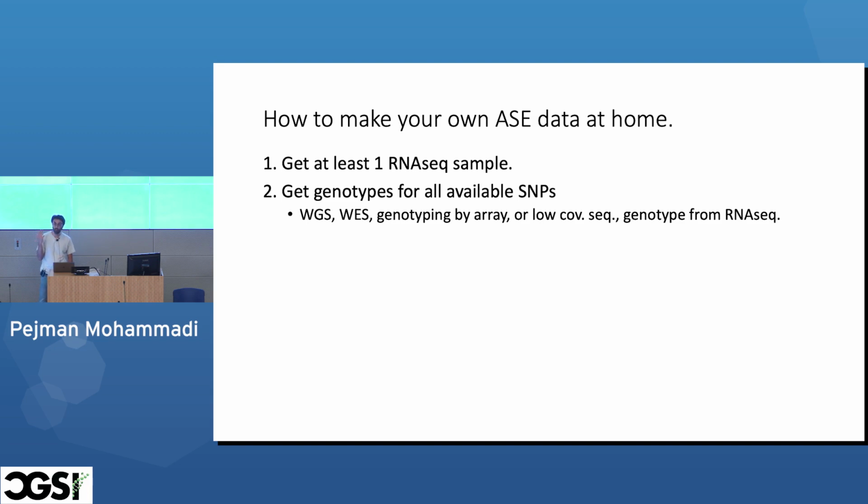Whole exome sequencing data would be pretty much as good as whole genome sequencing, because really for doing the ASC part, all you need is coding genes, coding SNPs. Now, you could do genotyping by array, but it will have downstream problems, I'll talk about it, or low coverage sequencing.